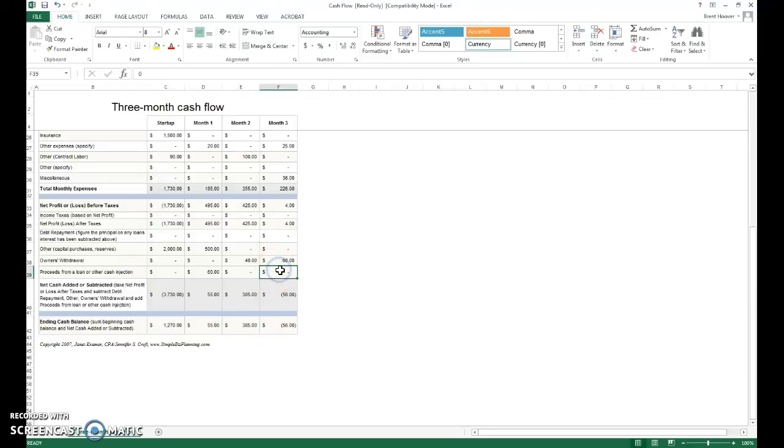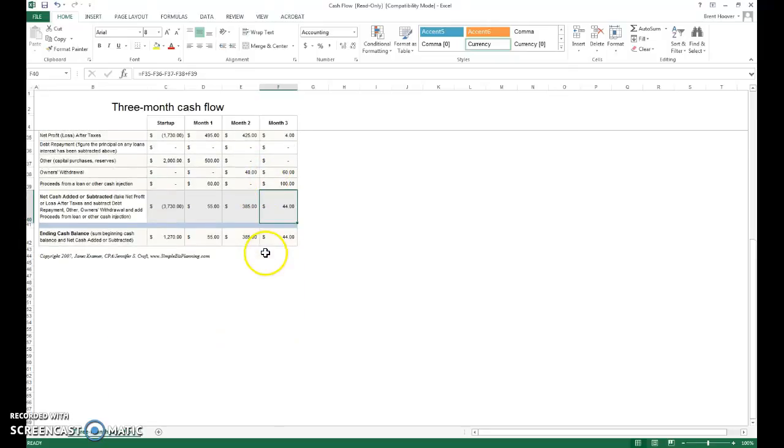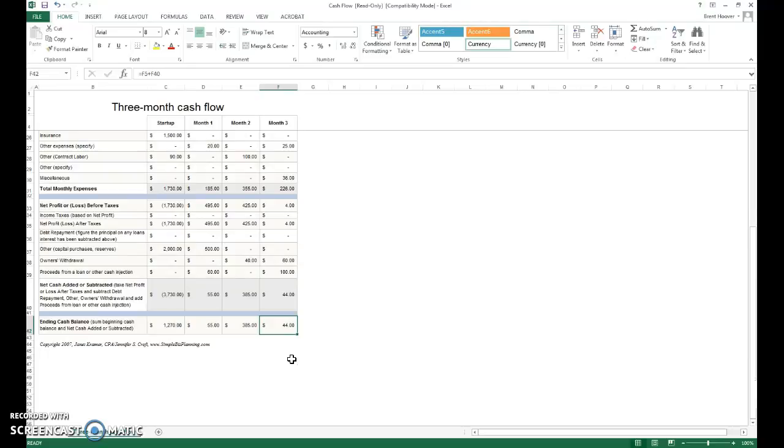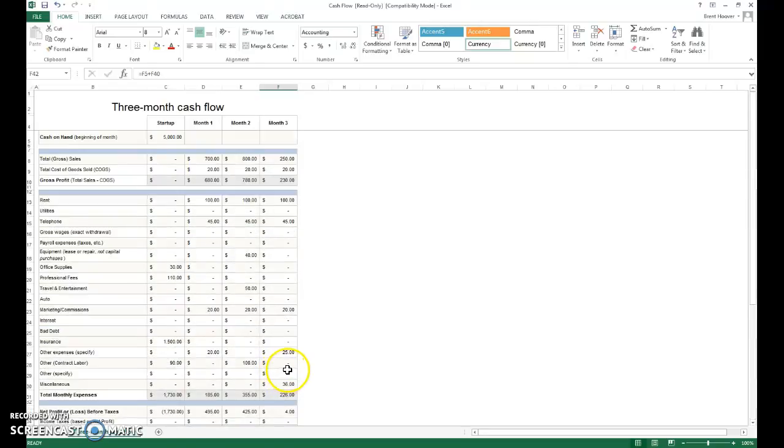The only way to fix that, if you can't do it through sales, means you have to put in your own money. In this case, we would have to put in at least $56. Let's say we put in $100 of our own money, just to get to $44. Remember, liquidity is king. You need cash in order to pay your bills. Inventory is hard to liquidate.